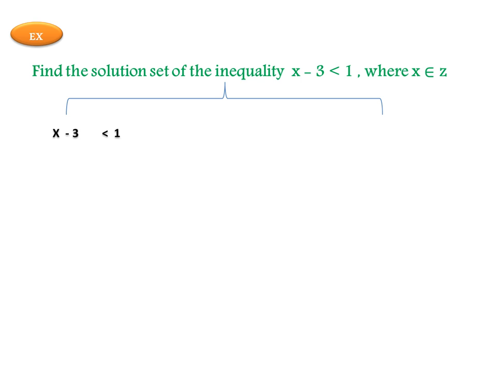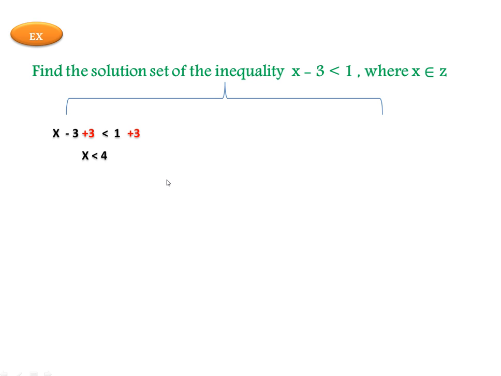We have x minus 3 less than 1. We add the additive inverse of negative 3 to both sides: x minus 3 plus 3, and we must add the same number to the other side. Negative 3 plus 3 is 0, so we keep x, and 1 plus 3 is 4, so x is less than 4.